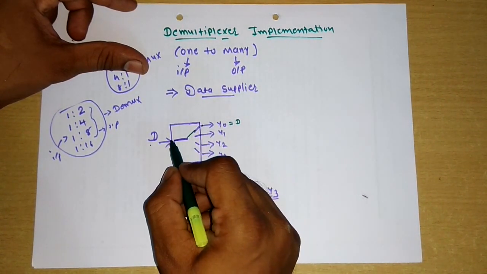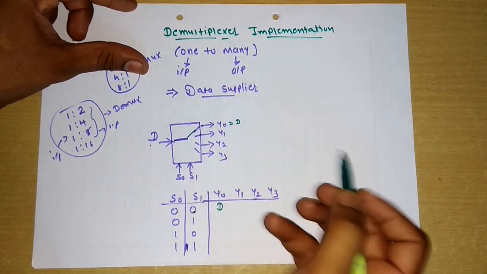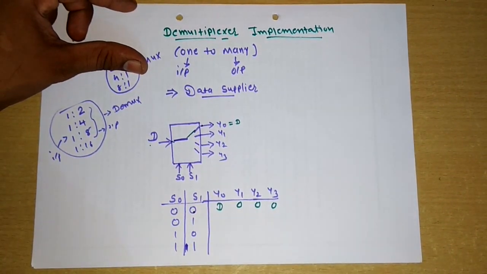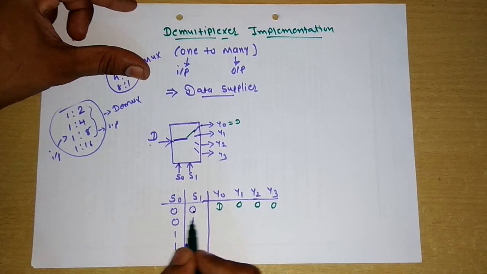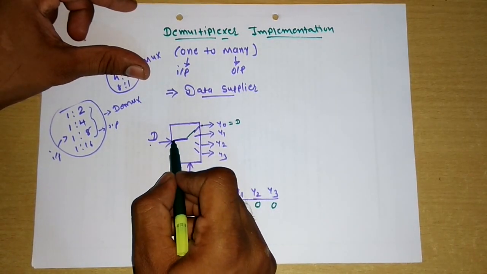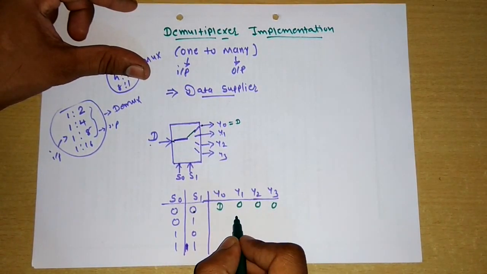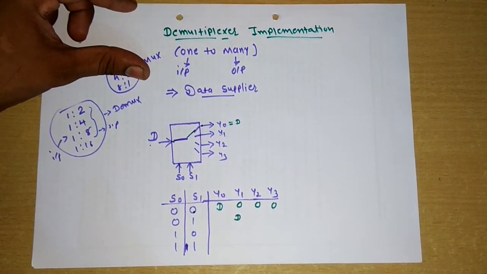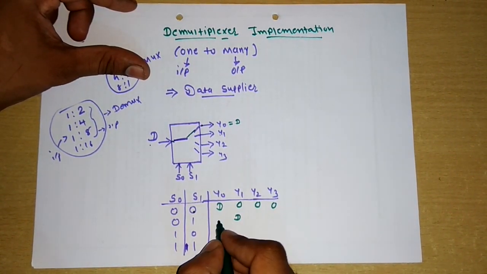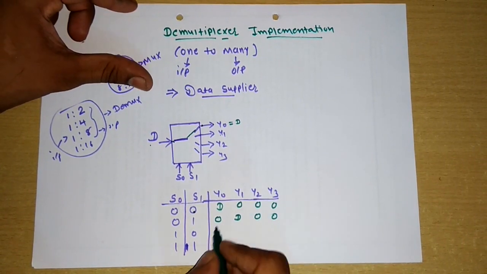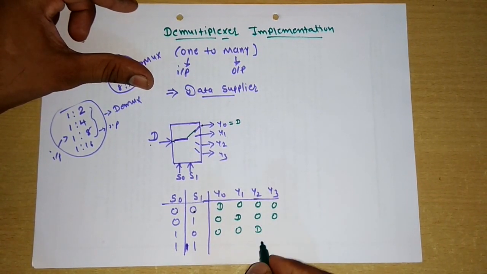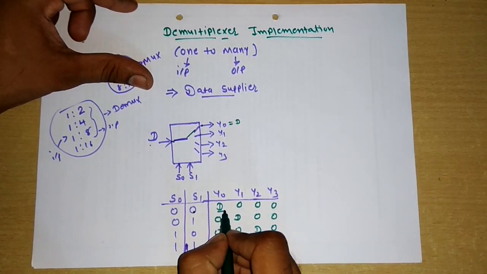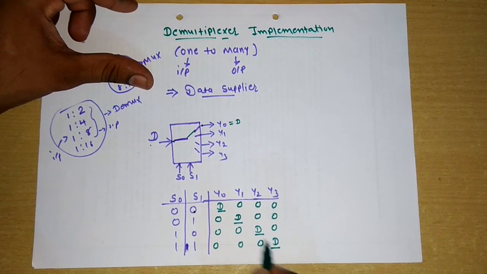But when this line is connected to y0, all other output lines give output as 0, right? Then for the next combination, this line is going to be connected to y1. So y1 gives you the output as D, right? All other outputs will be 0. Similarly, this is for y2 and the 1 1 combination is for y3. So your line is going to be connected to one of these output lines. So how can we implement the circuit for the same?